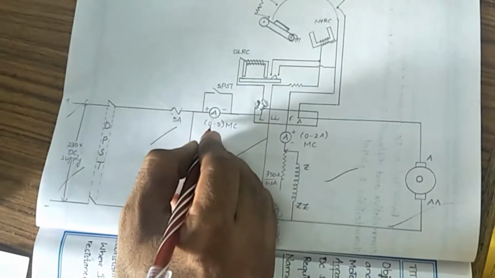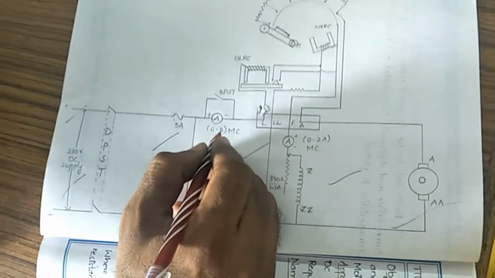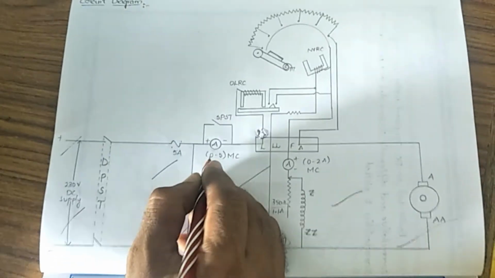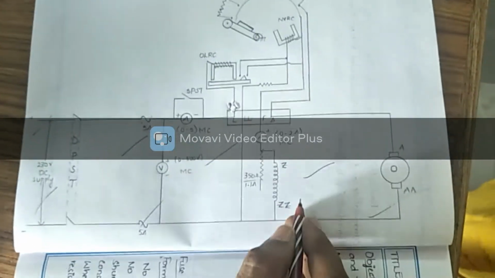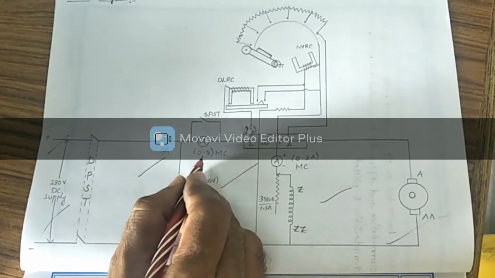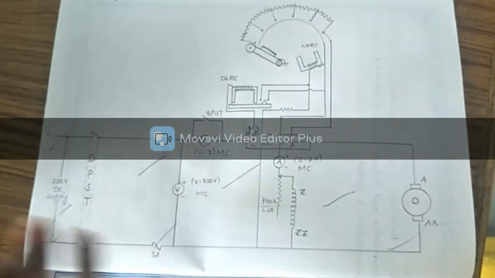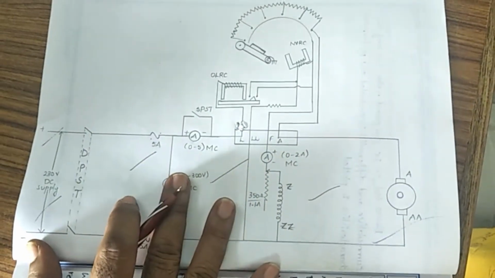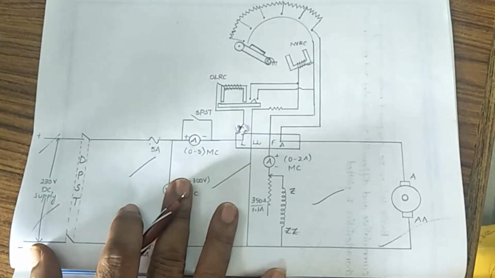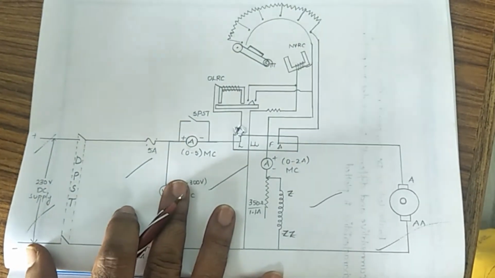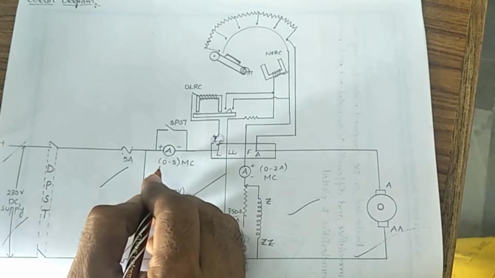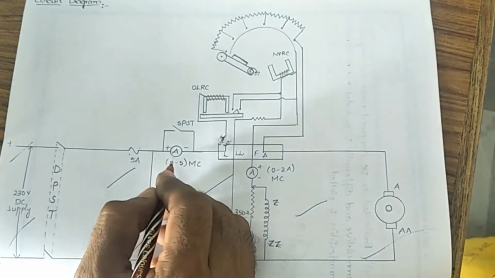The ammeter rating is taken as 0 to 5 amperes. Why should it be taken as 5 amperes only? Even though the armature rating is 19 amperes, we are going to take only a 0 to 5 ampere rating. The reason for this is that this machine is not loaded. It is to be conducted under no load conditions. Under no load conditions, the current taken by the motor will always be less than 5 amperes. Hence we need to take 0 to 5 amperes as the range of this ammeter.